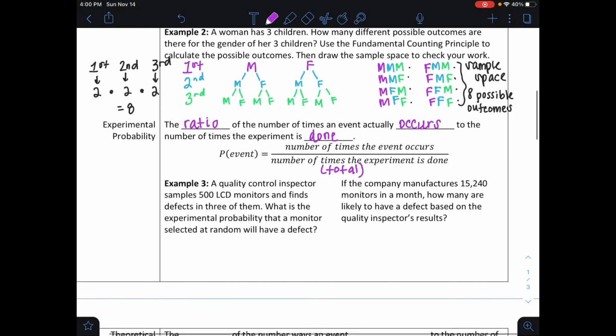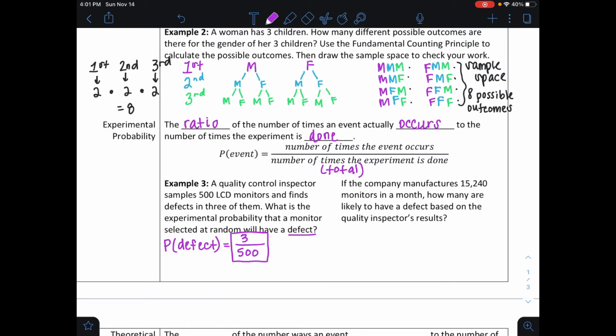All right, so for example 3, a quality control inspector samples 500 LCD monitors and finds a defect in 3 of them. What is the experimental probability that a monitor selected at random will have a defect? So we need the probability of defective monitors. So I'll put P(defect). That literally translates to the probability of a defect. Equals 3, so there were 3 defective monitors out of 500 total monitors. You can leave your answer just like that. That would be the fraction form.